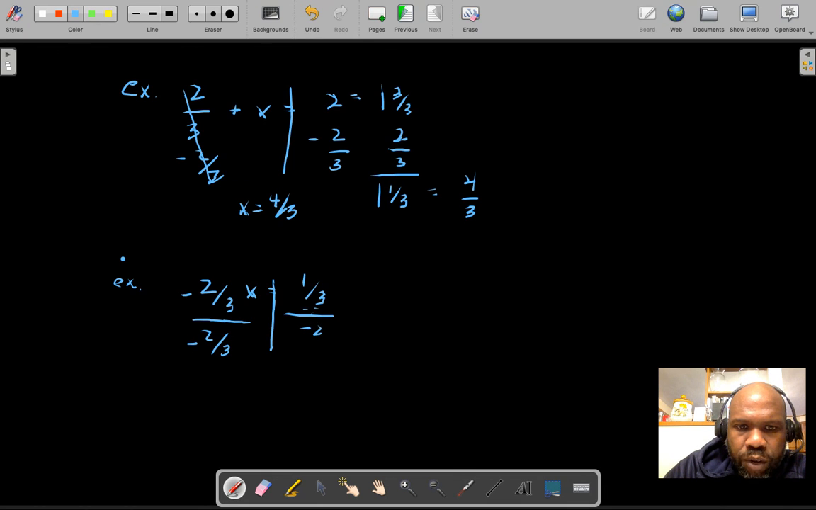You say, why negative 2/3? Well, we want to do negative 2/3 because the x has to be positive. So it's always got to be positive. So x has to be positive when you do this kind of stuff. All right. So now here's the hard part.